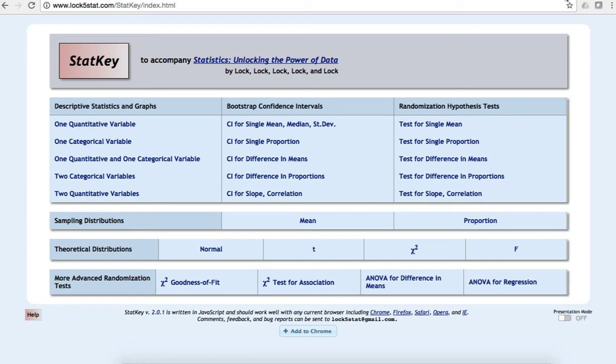Is there a difference between males and females in terms of how many hours per week they exercise? We're going to use StatKey to conduct a randomization hypothesis test. Hours per week spent exercising is a quantitative variable, so we're going to conduct a test for difference in means.